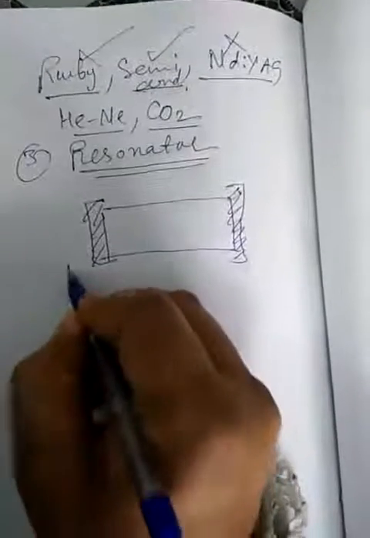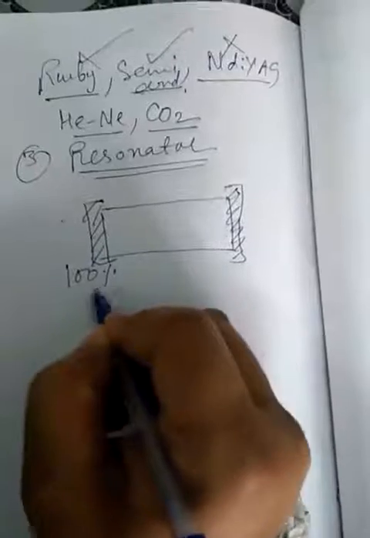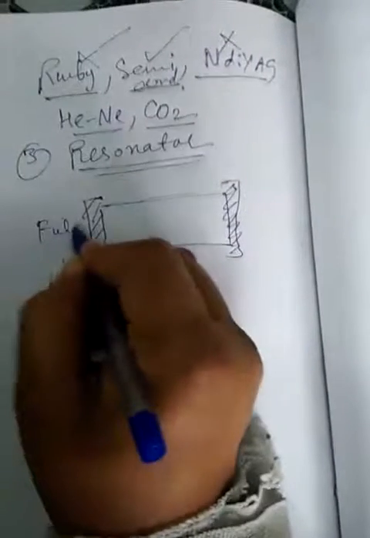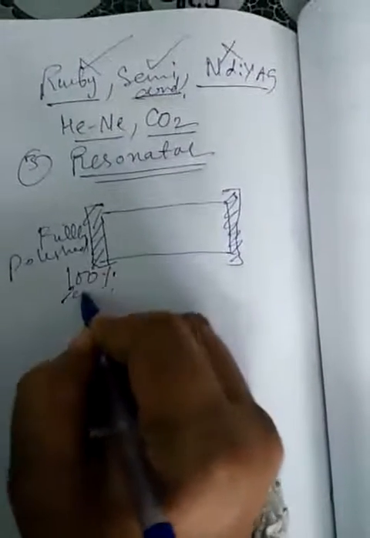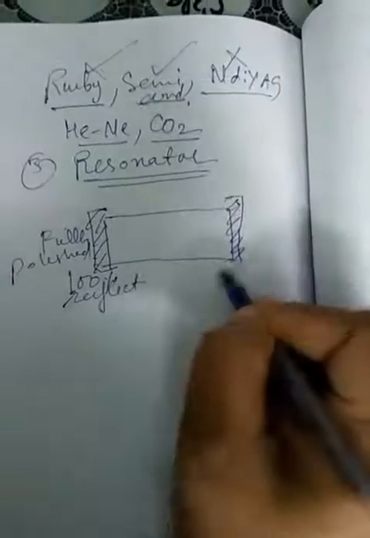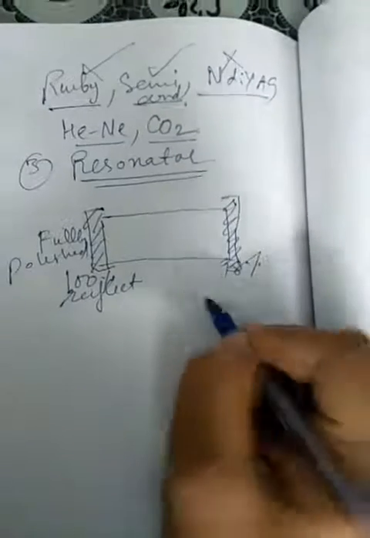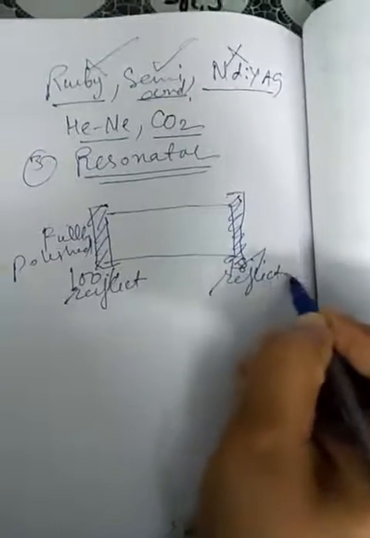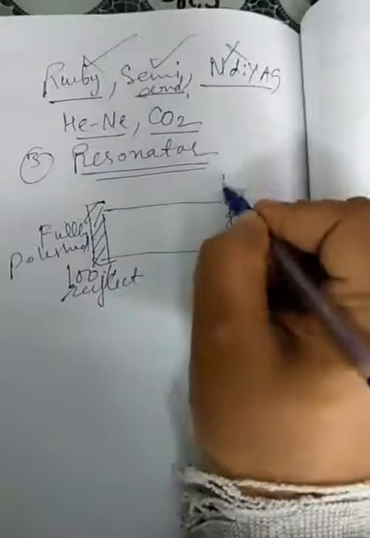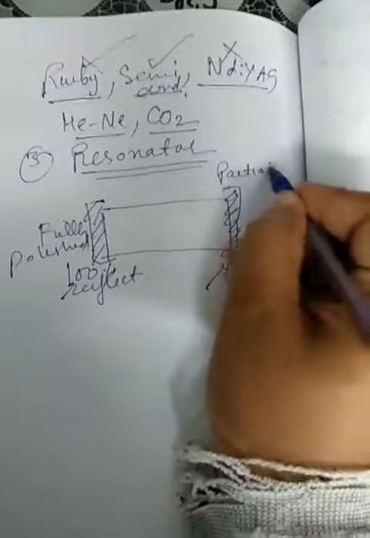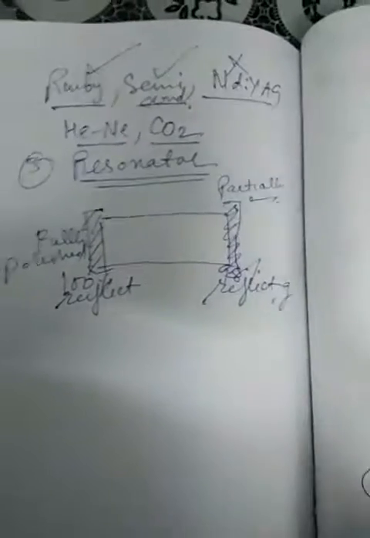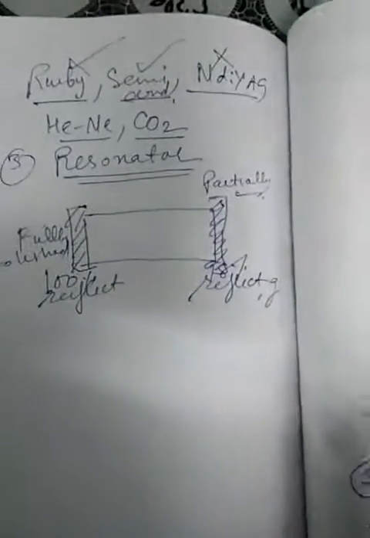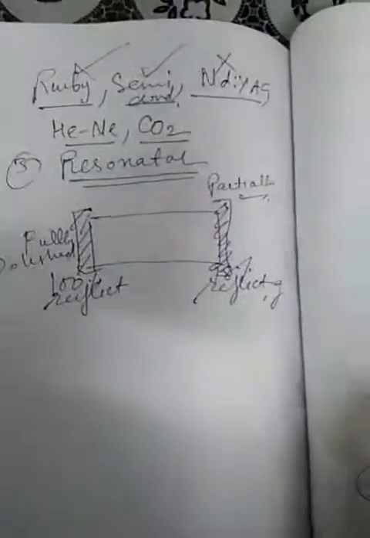One end is 100% reflecting, meaning fully polished. Fully polished or 100% reflecting mirror. And the other end is 98% reflecting, and it is partially unpolished. Partially unpolished means 90% is polished, and a very small part is unpolished. The function of the resonator is to maintain the coherence in the laser beam.